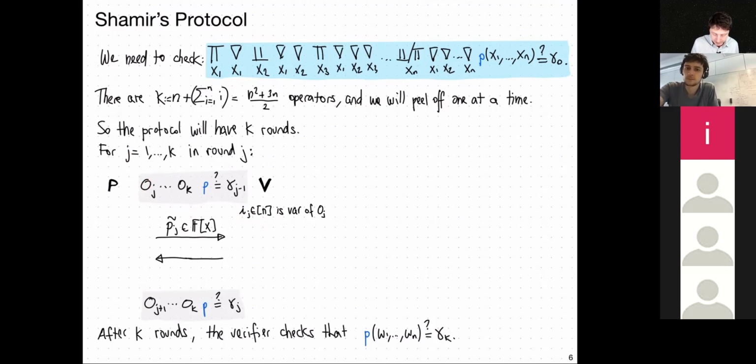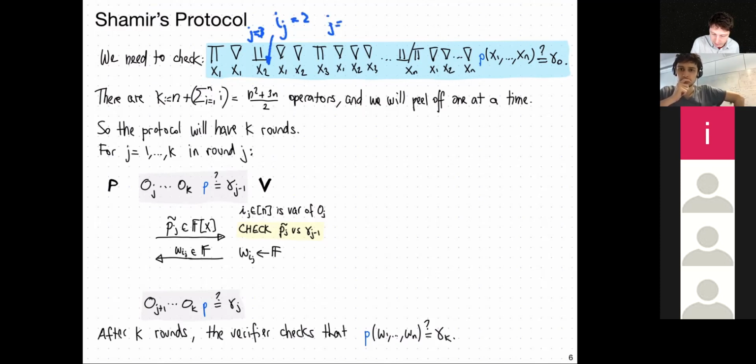For example, here, when j equals 3, the variable that we have is i_j equals 2. When j equals, what is this, 1, 2, 3, 4, 5, 6, 7, then i_j is going to equal 1, because it's this one here. So at the jth round, we have some pertinent variable. Let's call that variable i_j.